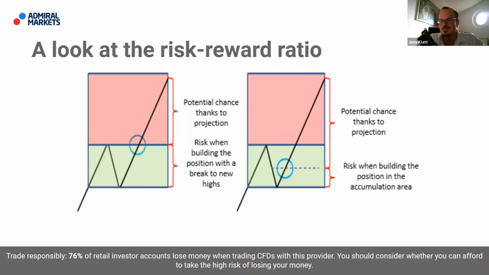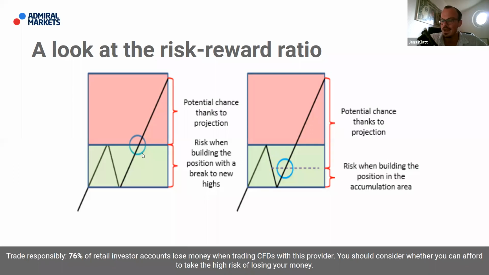So it becomes obvious. The green box here, you can see it. Now we assume that the market really shoots higher and goes parabolic. That means if you enter the market here, breaking to new highs, this green box is your R, and this is the potential chance. The question now is, will the market really move that strong in your direction? This is a very favorable example.